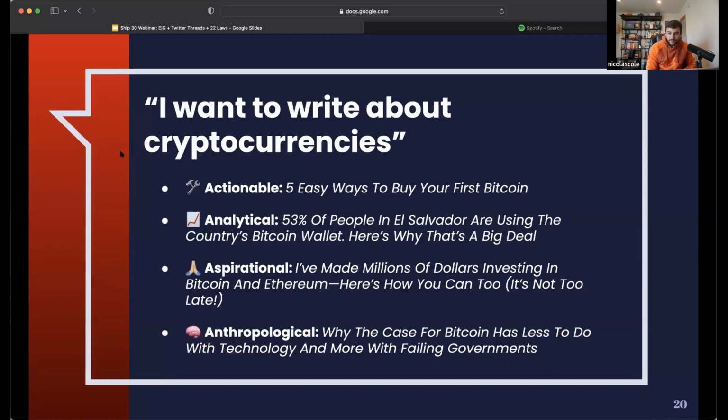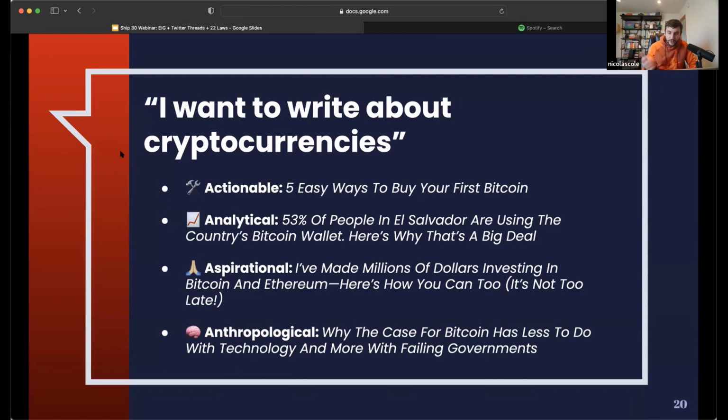Here's another one. How to write about cryptocurrencies. Same thing, actionable. 5 easy ways to buy your first Bitcoin. That's what you're here for. I'm not here to explain why Bitcoin is so morally interesting. I'm not here to tell you what's going on in global markets with cryptocurrencies. I am here to do one thing, and that is to help you buy your first Bitcoin. That is all. So that specificity is really important.